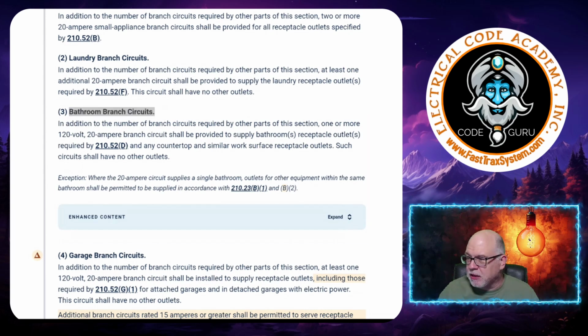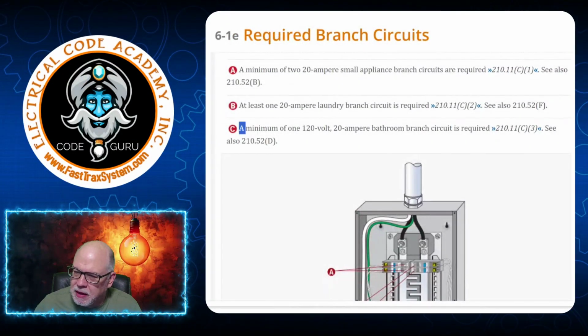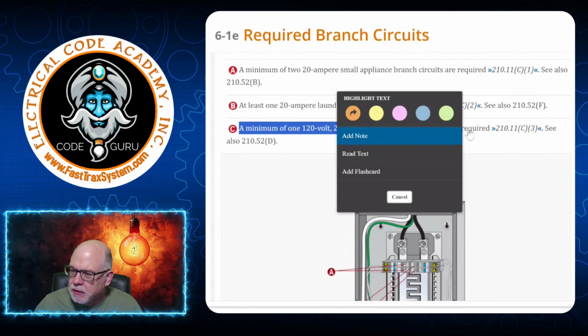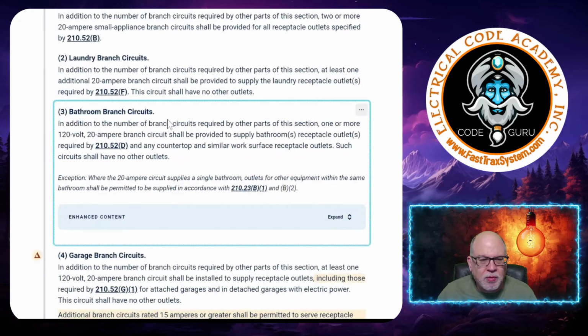All right, so let's go back really quickly to the graphic or the lesson. So look at the third one here. So you have to have a minimum of 120 volt, 20 ampere bathroom branch circuit is required by 210.11(C)(3). Okay, and of course, that circuit for that bathroom is to serve the receptacles that are within 3 feet of the sink or basin. Okay, so that's what that's for. Okay, so if we were to look at that, let's go back to the NEC and just kind of give that a quick peek. Here's your bathroom requirement right here.